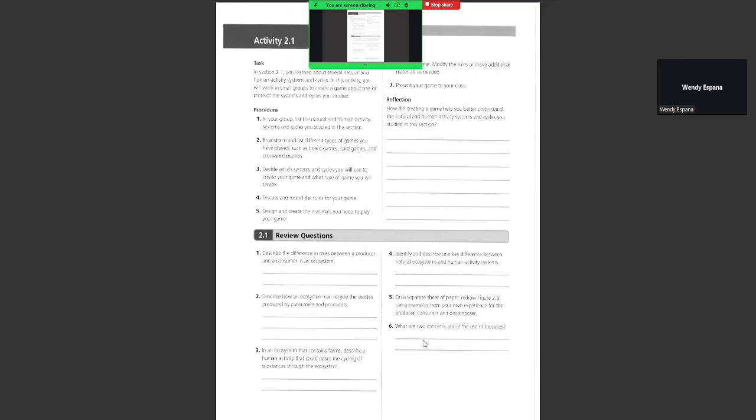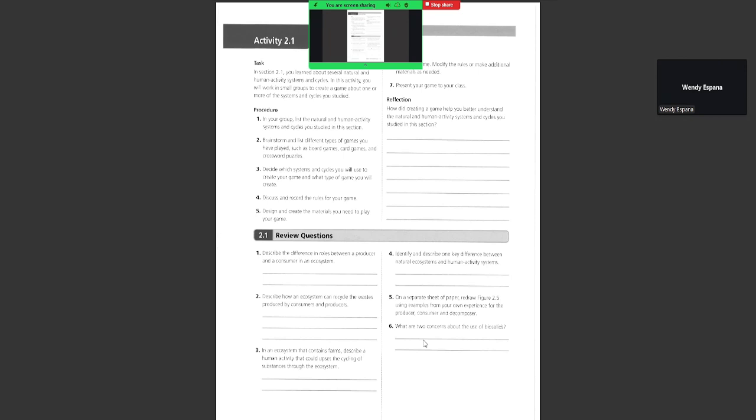Number 3 is worth 2 marks. It says in an ecosystem that contains farms, describe a human activity that could upset the cycling of substances through the ecosystem. So we've gotten lots of examples of that. You can come up with one of your own that maybe you know about, where you've witnessed or that you are aware of.